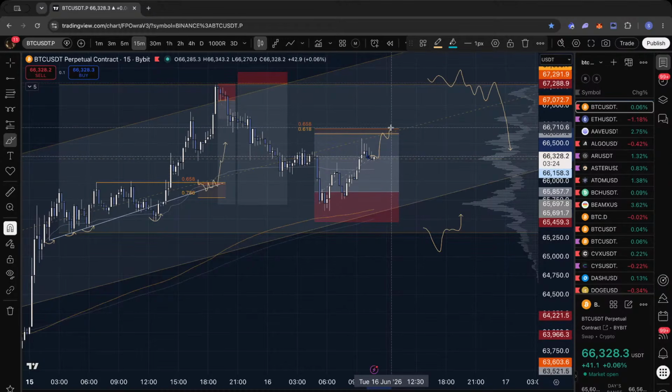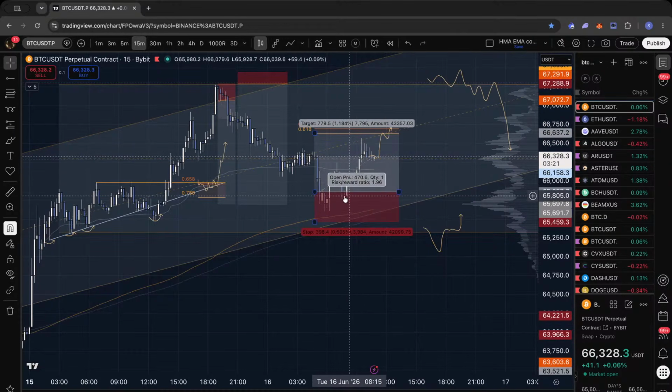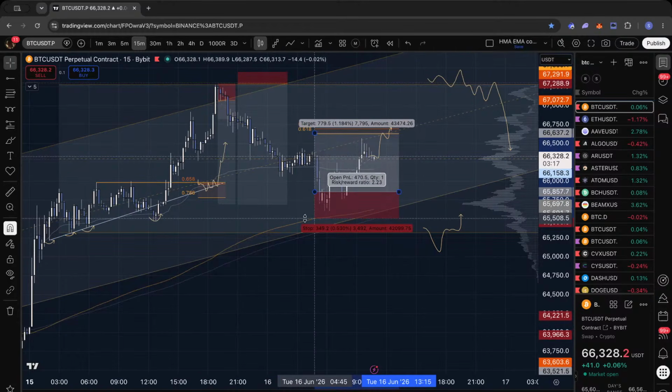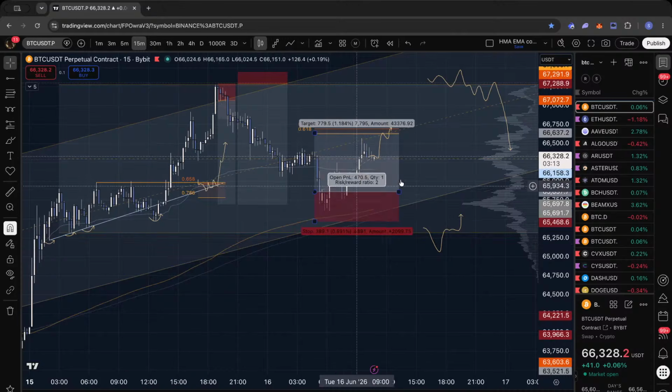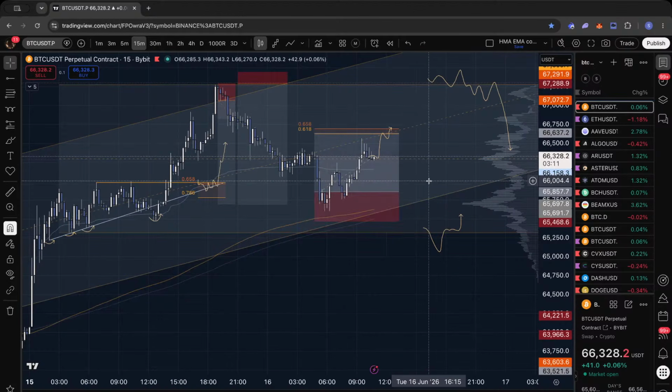And what's this? A 2R. Yeah, because the stop loss was here. That's how I framed it. A perfect 2-to-1 risk to reward. And I'll be out and that's it.